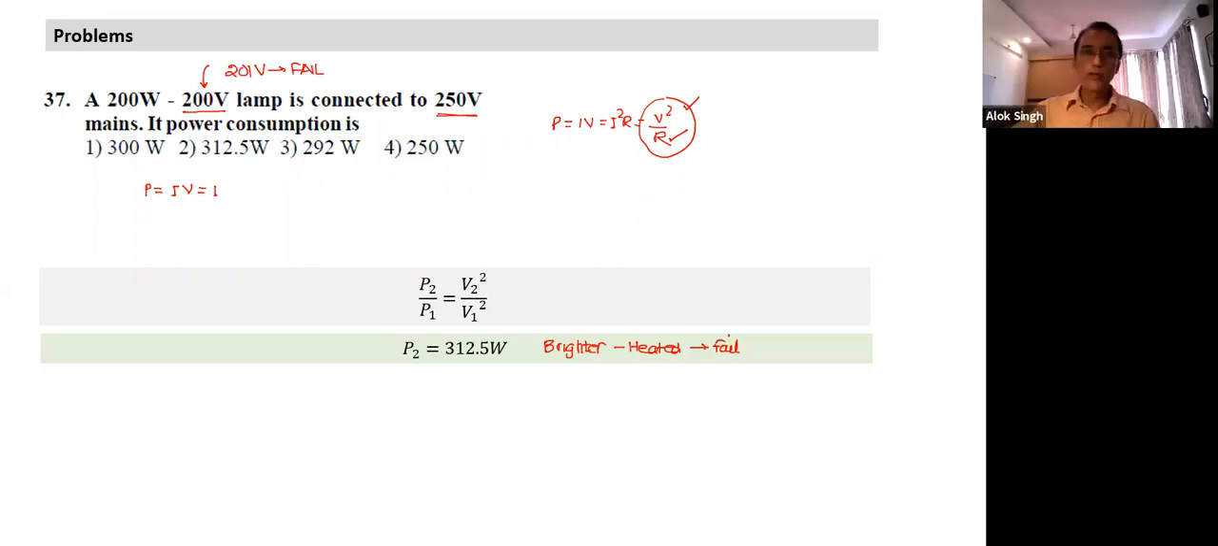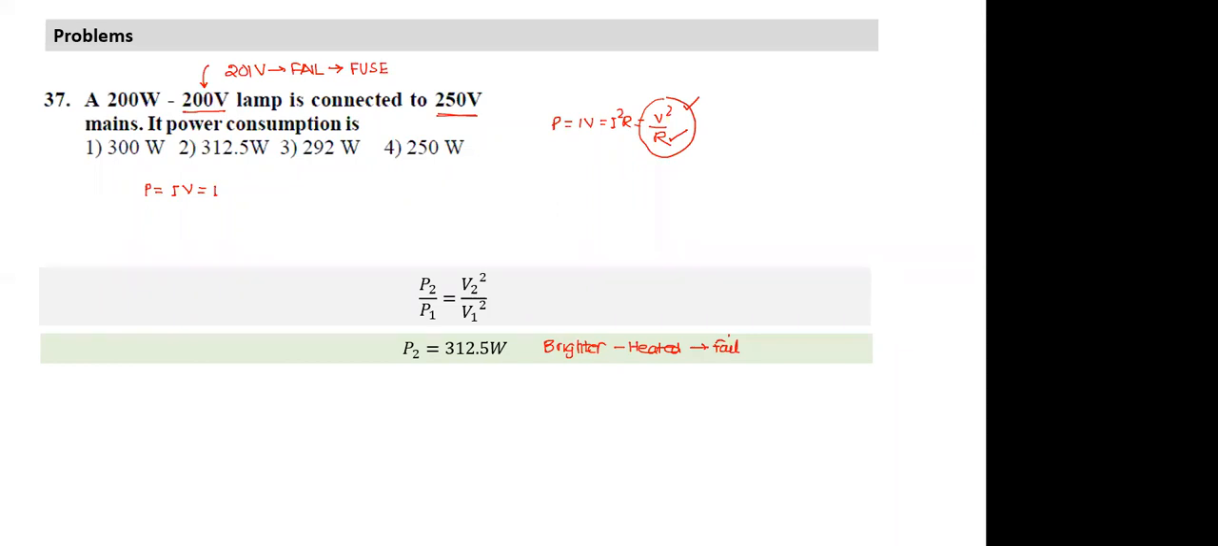Sometimes in case of electricity, this is a special type of failure. You know, physics failure and chemistry failure are different. So electricity failure is different. What we call it is fuse. What does fuse mean? If it has a resistance wire, the wire will melt. Extra heating will lead to its melting. That's what I mean by fuse.